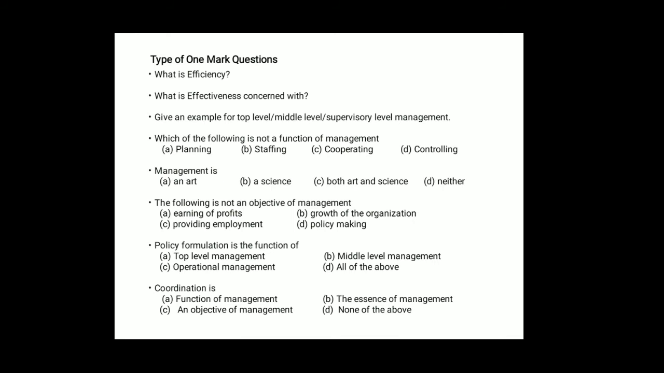Next, management is... Then, the following is not an objective of management. Policy formulation is the function of... Coordination is... So let me tell you the answers. Which of the following is not a function of management? Here, cooperating. Management is both art and science. The following is not an objective of management: actually, policy making is not an objective of management. Policy formulation is the function of top level management. Coordination is the essence of management.